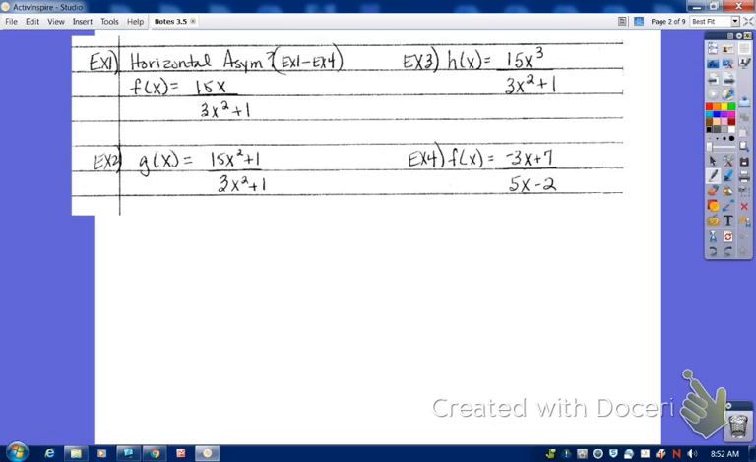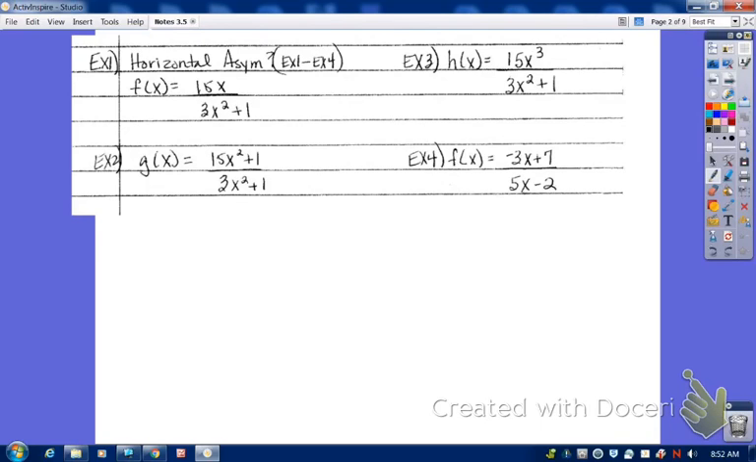Yes? Do you want us to keep it as a fraction form, or do we make it decimal? You're graphing, so the question was, do you want to keep it as a fraction form? You write it however you can graph it. So to me, it would make more sense to change that last one to negative 0.6, okay?